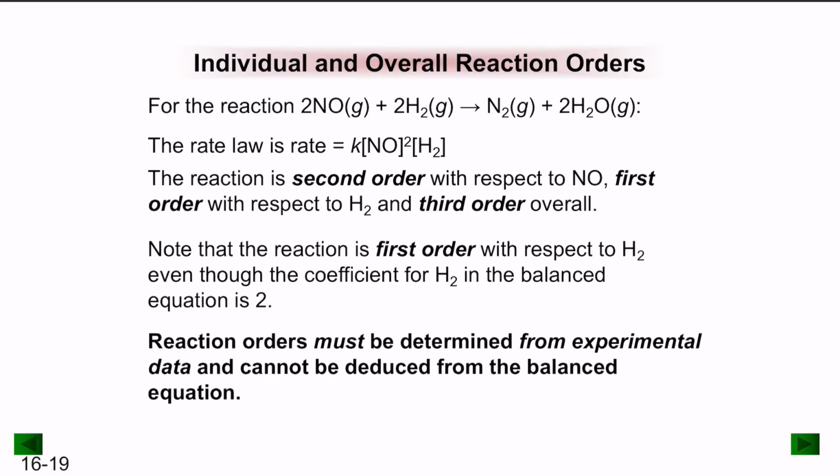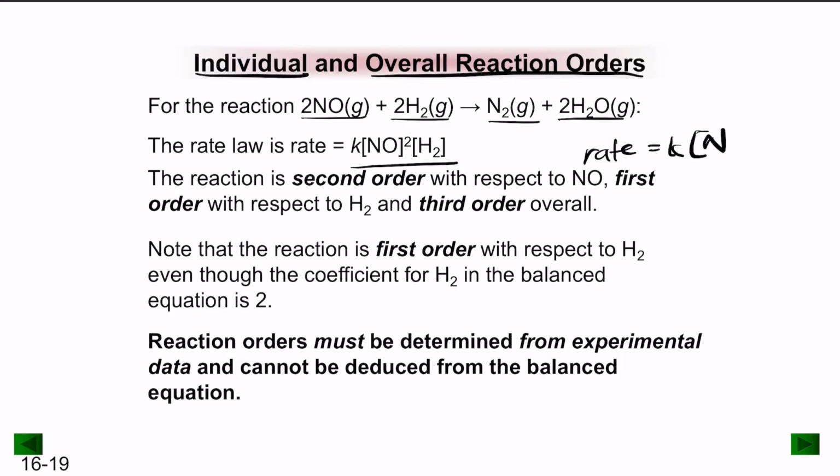Next, let's discuss individual and overall reaction orders. For example, let's consider the reaction 2NO2 plus 2H2 gives N2 plus 2H2O. When you determine the rate law experimentally, this is the rate law: the rate equals k times NO2 squared times H2.